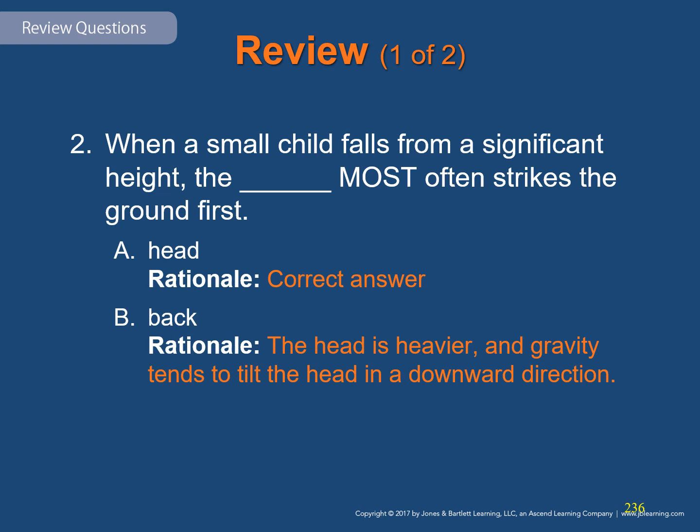B. The head is heavier and gravity tends to tilt the head in the downward direction. Answer C. Adults will attempt to land feet first. D. The head is heavier and gravity tends to tilt the head in a downward direction.